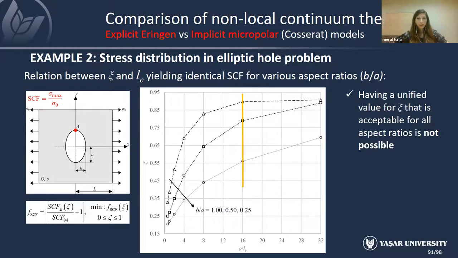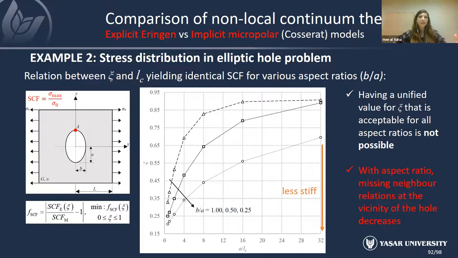So here, as you can see, unlike the previous example number one, for this problem having a unified value that is acceptable for all aspect ratios is not possible. As you can see, for different aspect ratios and for the same internal length parameter, we obtained different fraction coefficients, not a single unified fraction coefficient. Otherwise, these three curves must coincide.